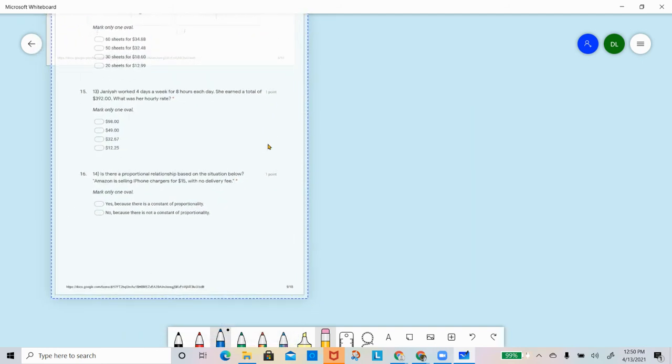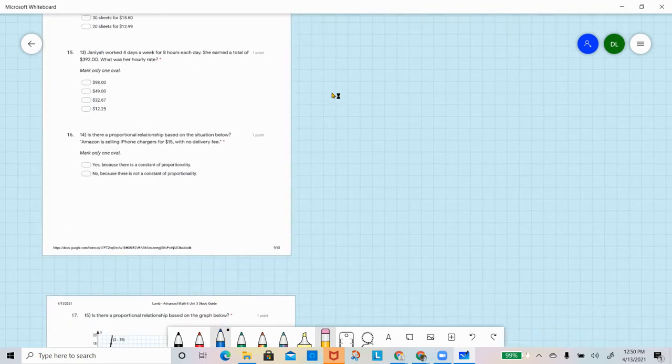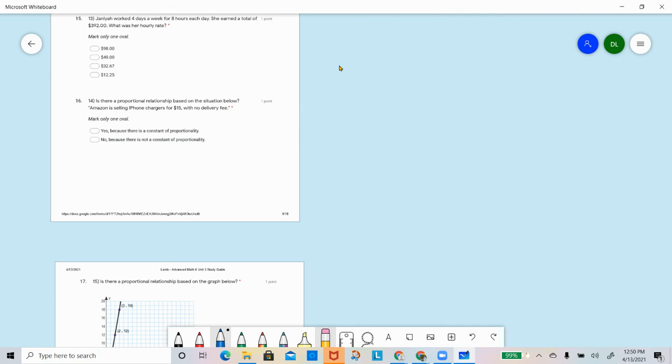Number 16. Whoa, I don't want to move the page. I want to move the whole thing. Okay, is there a proportional relationship based on this situation? Amazon is selling one iPhone charger for $15 with no delivery fee. Well, how much does one charger cost? $15. How much for two? $30. How much for three? $45. Right? So one is 15, two is 30, three is 45, dot, dot, dot. Yes, that's proportional.